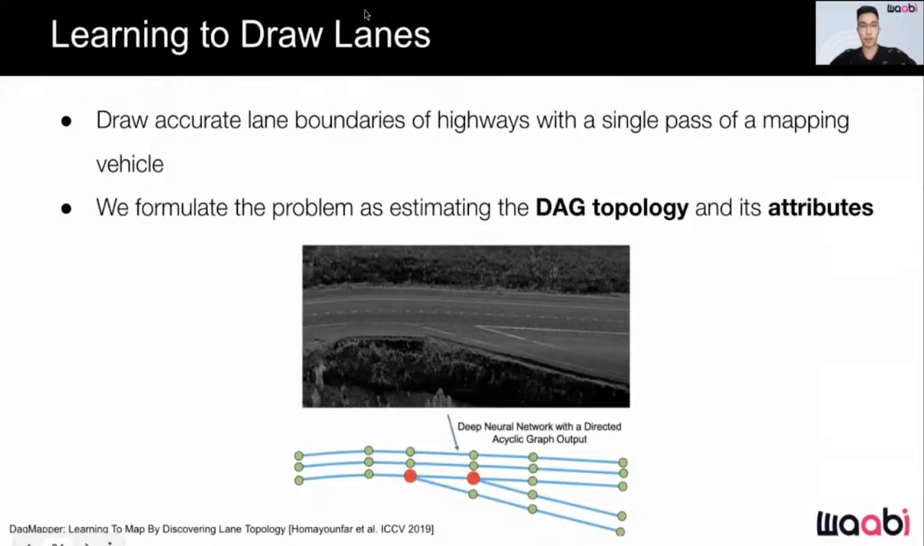Instead of requiring multiple passes of a vehicle, which is costly, here we aim to map from only one pass of the vehicle through the area. We formulate the problem as a discovery and inference in a directed acyclic graphical model, that is, a DAG, where the nodes correspond to geometric and topological attributes.